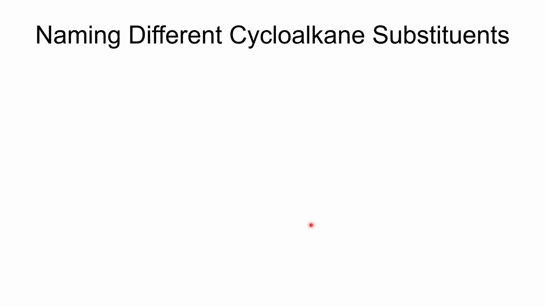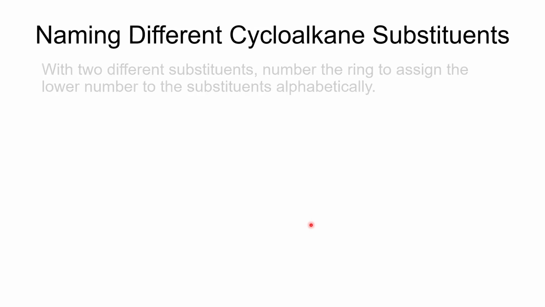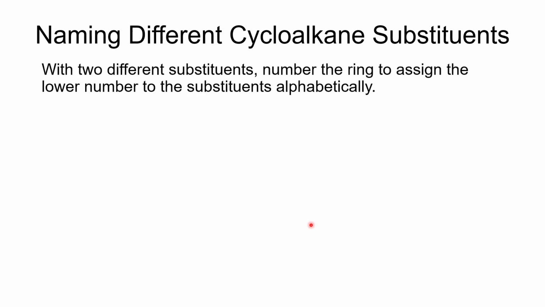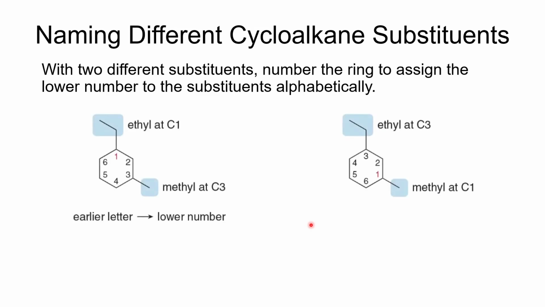Now, naming different cycloalkane substituents. If you've got 2 different substituents, number the ring and assign the lower number to the substituents alphabetically, so we'll put them in alphabetical order. Here we've got ethyl and methyl. If we did 1 for ethyl and 3 for methyl, that would give our earlier letter the lower number. If we did 1 for methyl and 3 for ethyl, that would be the wrong way. So it's correct to give the lower number to the first one alphabetically. This would be 1-ethyl-3-methyl cyclohexane.